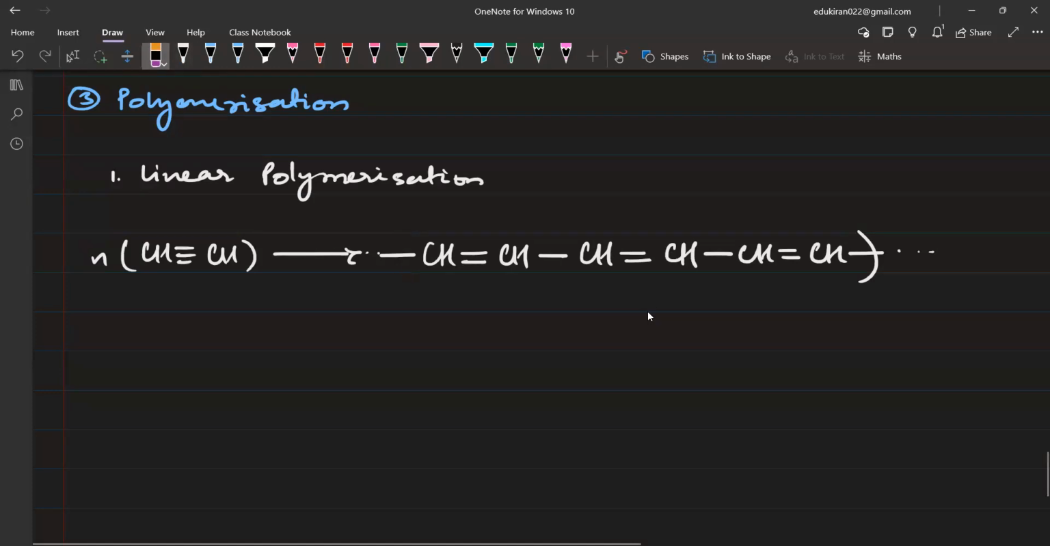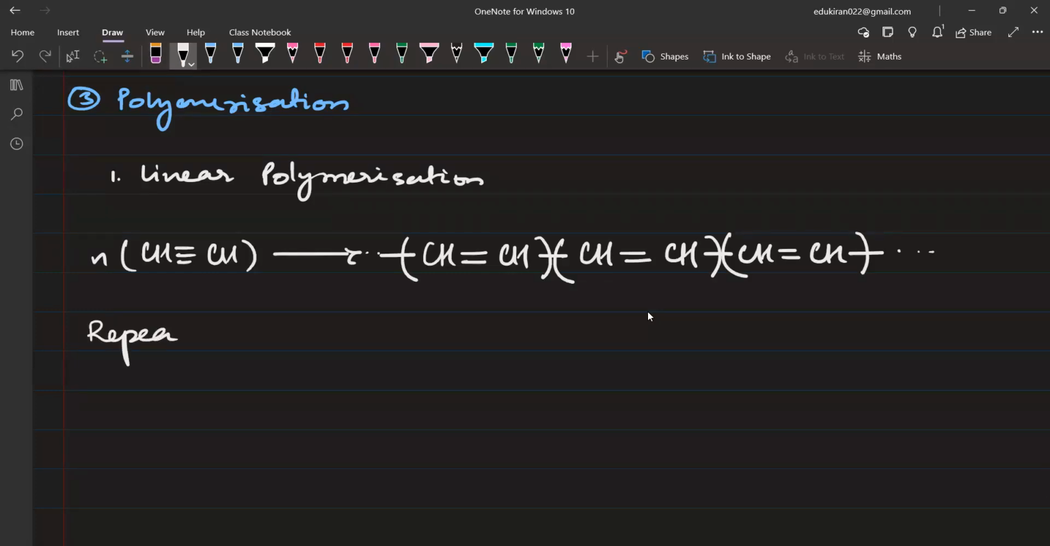So let's suppose this is the polymer that has been given. What is the monomer? तो monomer देखने के लिए सिंगल बॉन्ड के बीच में क्या आ रहा है पहले वो देखिए. You take one single bond and the second single bond, and in between is CH double bond CH. Then again you will see CH double bond CH. Here also you will see CH double bond CH. Now the repeating unit here is CH double bond CH.